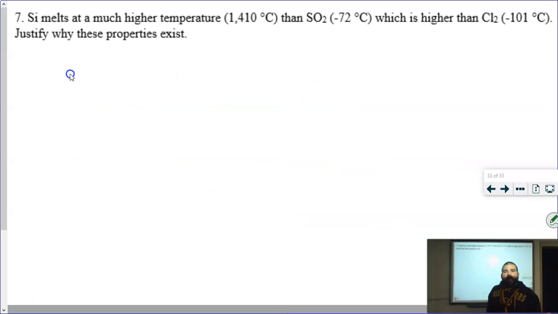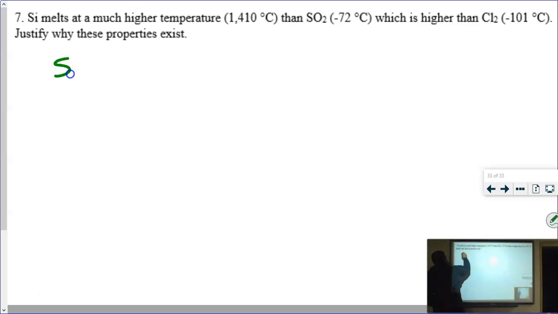Silicon melts at a much higher temperature than sulfur dioxide, which is higher than chlorine. Why? Let's justify these properties. What I'm really looking for here is, hey, here are 3 different things. They all melt at different temperatures. Let's think about what type of solid they would be. Okay? What type of solids are these? And that'll probably give us a pretty good indication as to why we have these differences in properties.